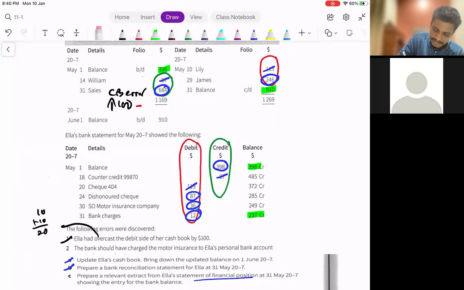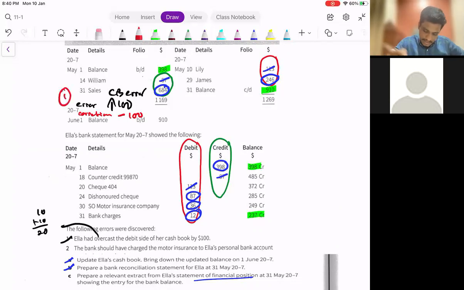Wait, let me write here. The black color is the error. So later you need to do the correction. The correction is you need to minus the 100. Do you get the point? The debit side is extra by 100. So to do the correction, you need to minus the 100. They already included an extra 100.